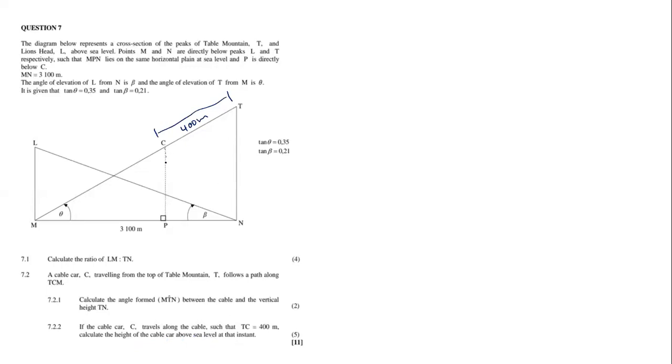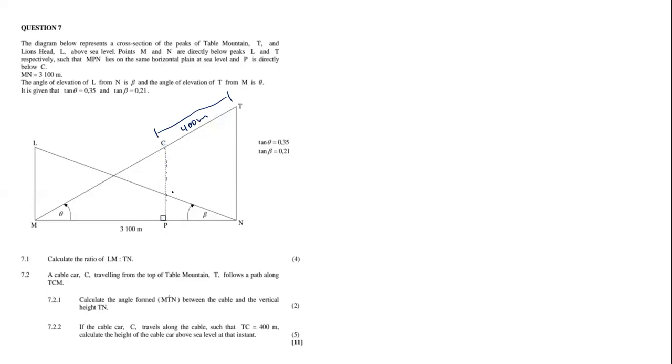So that means we want to calculate this side over here, the height of the car. Remember, this is the height of the cable car from Table Mountain, point T, from the peak of Table Mountain. The car was traveling towards M. When it reached this point, which is 400 meters along this plane, they want us to calculate the height of this cable car from the horizontal plane to where it is located. So we want to determine CP.